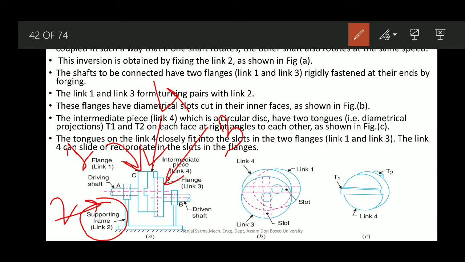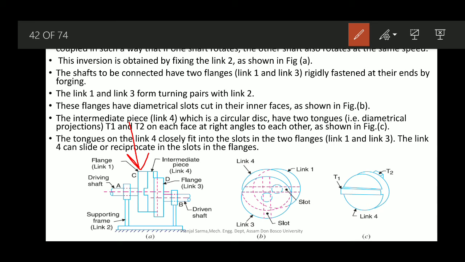Now in this particular case, whenever we fix this particular supporting frame, that is the link 2, we basically get this particular Oldham's coupling. Okay, and now in this particular case, link 1 and link 3, that is both the flange parts, they form turning pairs with link 2, that is the supporting frame. Okay, and now what about this particular flange? Okay, and how they are basically connected is that I have said that there is a certain specific style in this particular flange. So now this is one face of this particular flange. Okay, this is another flange, and this flange. Okay, and they are being connected. And how are they connected?